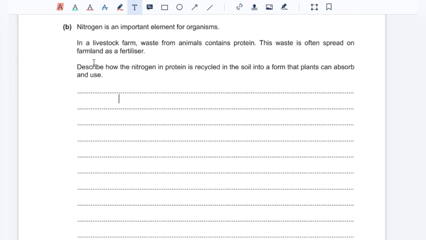And this happens when protein in the waste is broken down to amino acids in the soil, and amino acids are then converted to ammonium ions by decomposers like fungi or bacteria. The ammonium ions are then converted to nitrate ions by nitrifying bacteria, and the plants will then be able to absorb nitrate ions as well as ammonium ions.